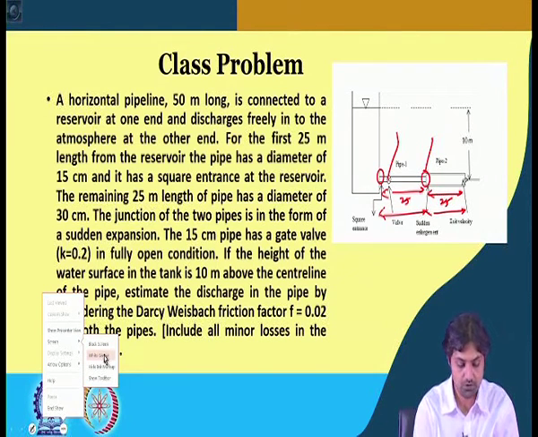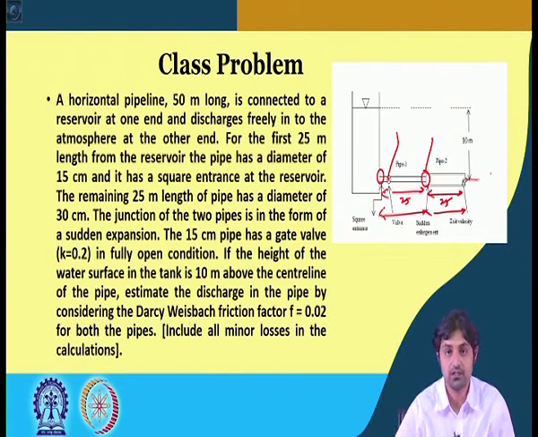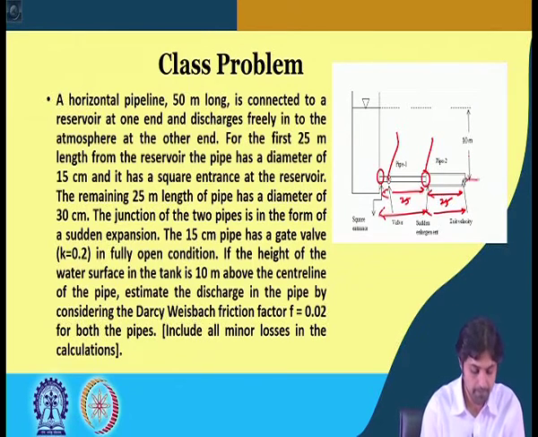Okay? So, you should try to remember this figure, that a pipe is connected to the reservoir. This is the square entrance, this is the valve, this is the sudden enlargement, and there is an exit. So, there is also going to be an exit loss, and the total height of water in the reservoir is 10 meters.